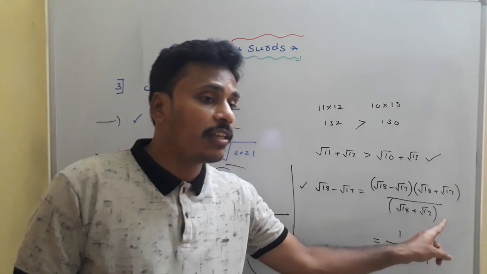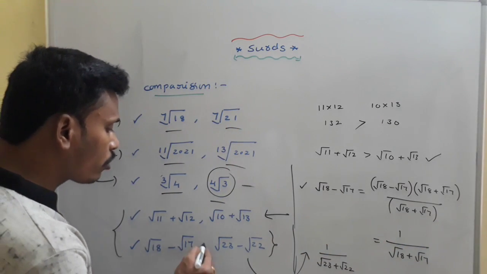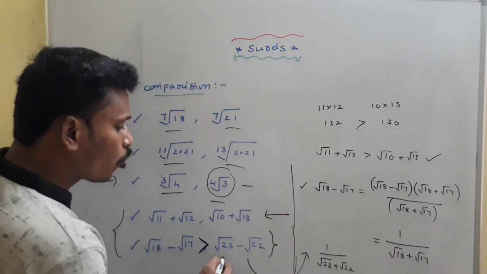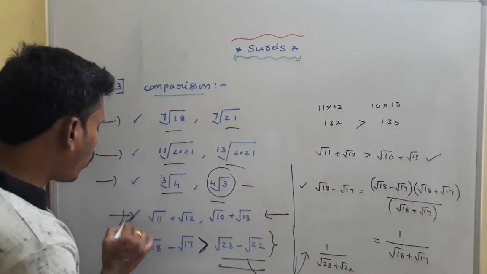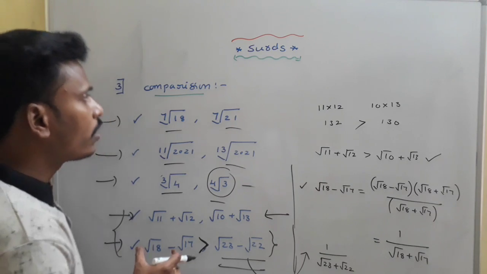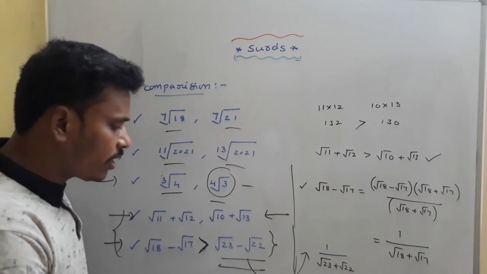Since this fraction is greater, its corresponding surd is greater. So root 18 minus root 17 is greater than root 23 minus root 22. Usually these two are standard problems in comparison of surds. So these two are enough to understand. Okay, just have a look.